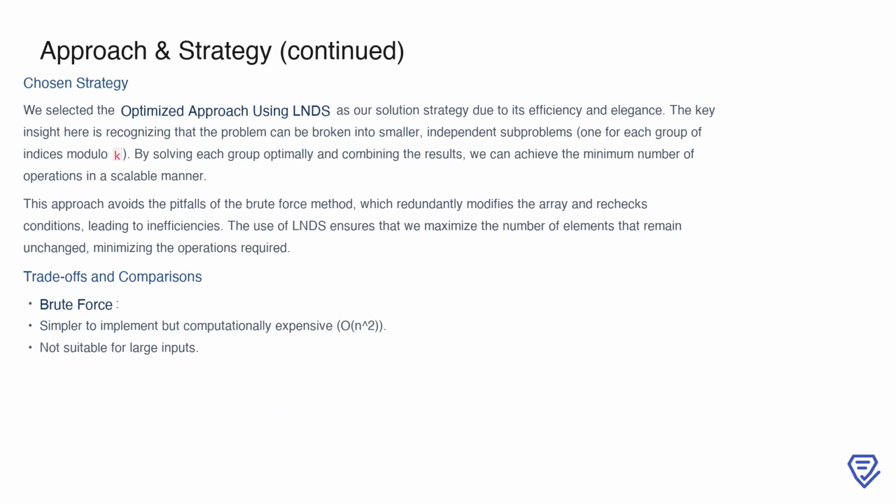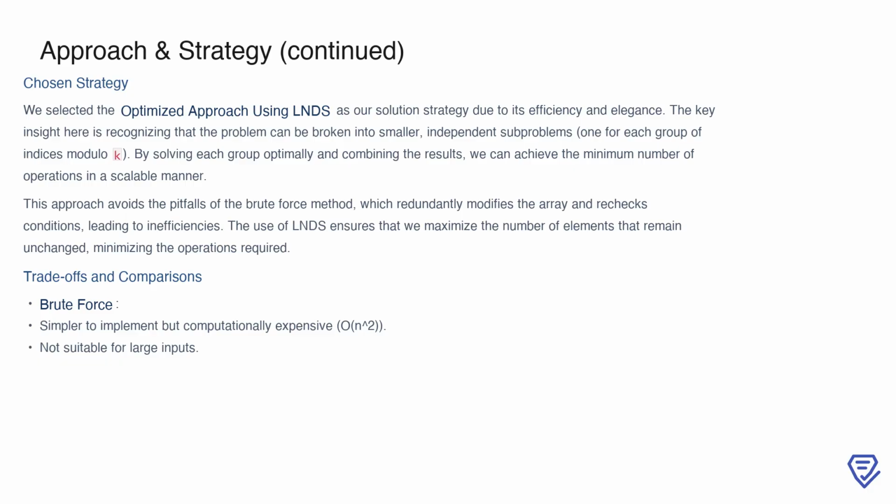The optimized approach using LNDS is our chosen solution strategy, primarily because of its efficiency and its ability to break the problem into smaller, independent subproblems. By dividing the array into groups based on their modulo k indices and solving each group optimally, we ensure that we minimize the number of operations required. This method avoids the inefficiencies of the brute force approach, which redundantly modifies the array and repeatedly checks conditions. Instead, LNDS allows us to preserve the maximum number of elements in their original positions, minimizing changes. This makes the solution not only computationally efficient but also elegant in its design.